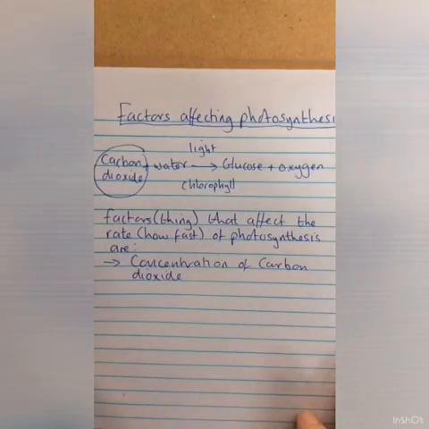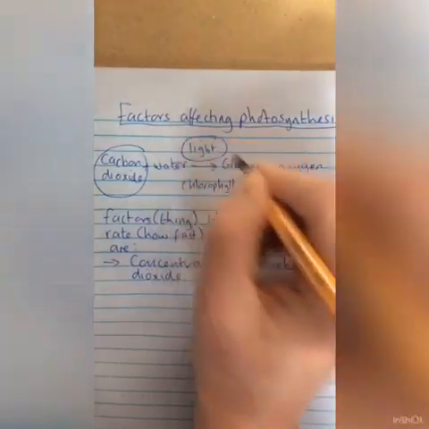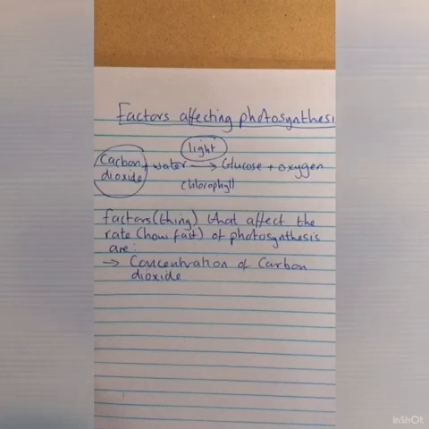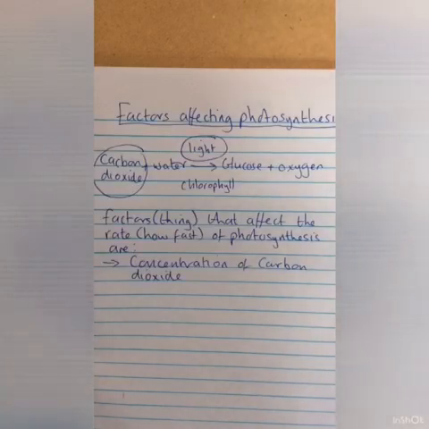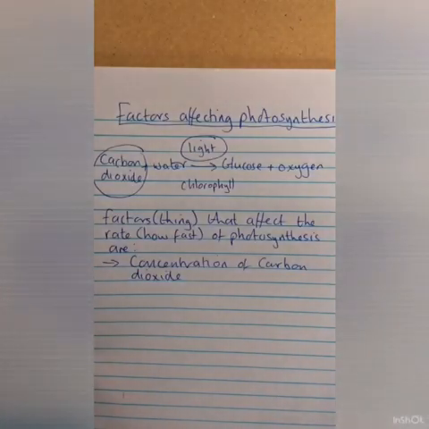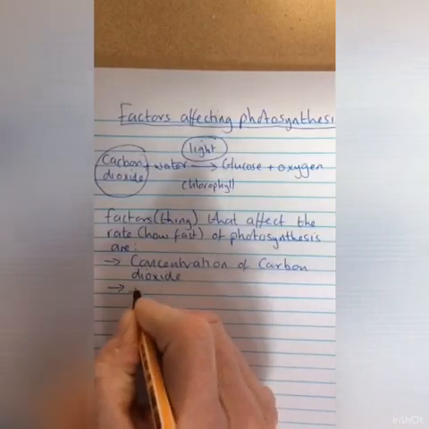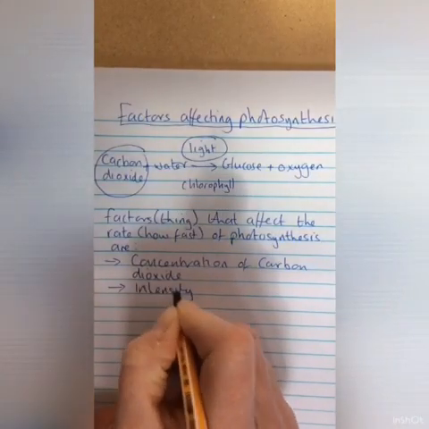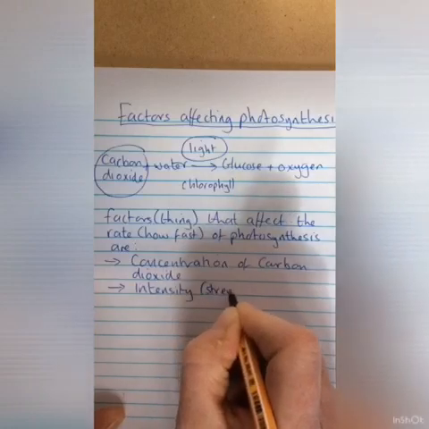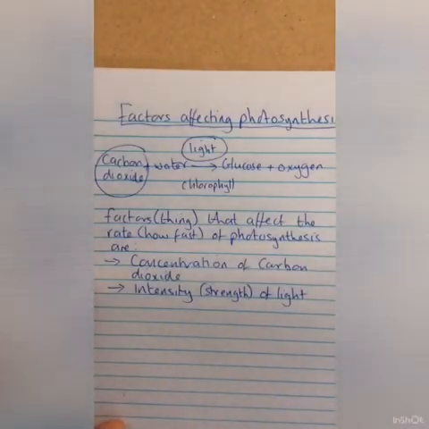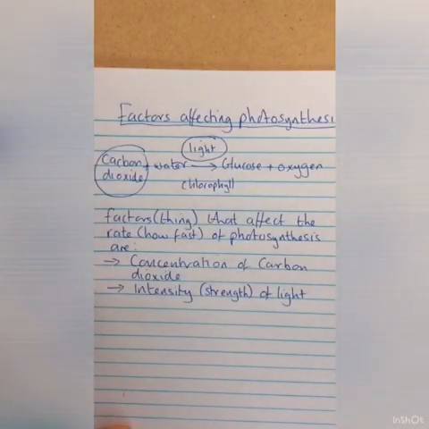The next thing that's really important is how strong the light is. So if it's a super light day with a high strength of light, then you would have a fast rate of photosynthesis. If it was a dull day, it would be slow. But we don't really want to use the word strength, so we're going to use the word intensity. So the second factor that affects the rate of photosynthesis is the intensity, which means the strength of the light that we are shining on our plant. So that's two factors.